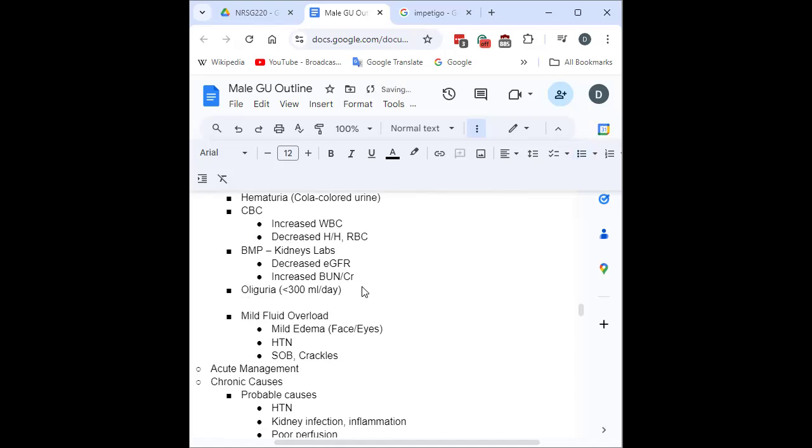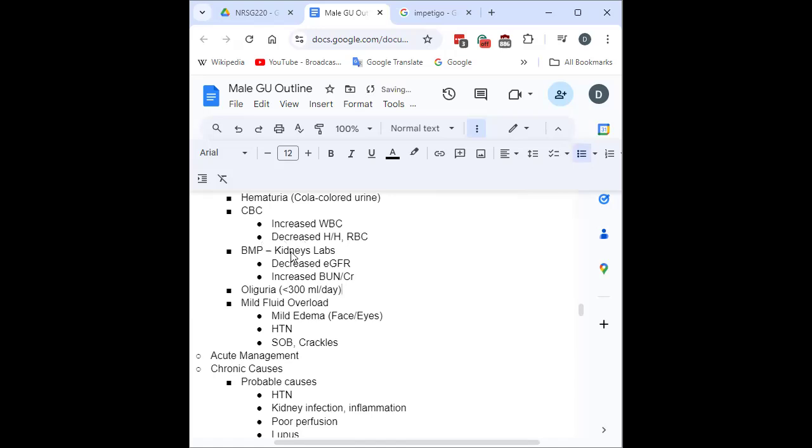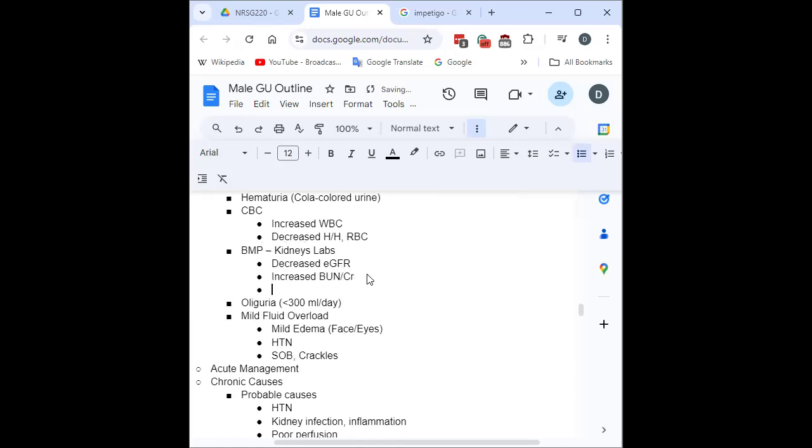So where is that nitrogen? Where is the nitrogen? It comes from the... so that's what the BUN is. If you remember what BUN stands for, what does the B stand for? Blood urea nitrogen. So that's where that nitrogen buildup is.